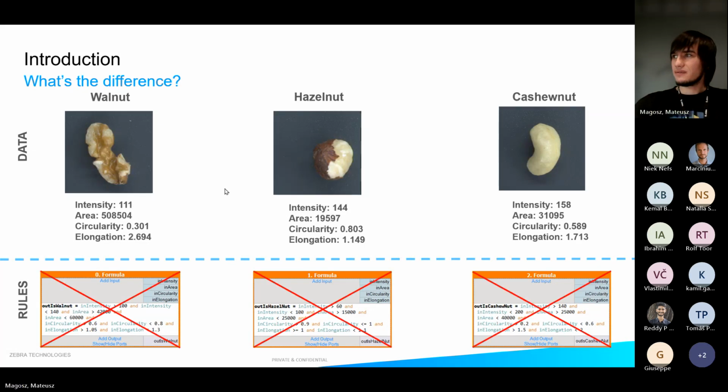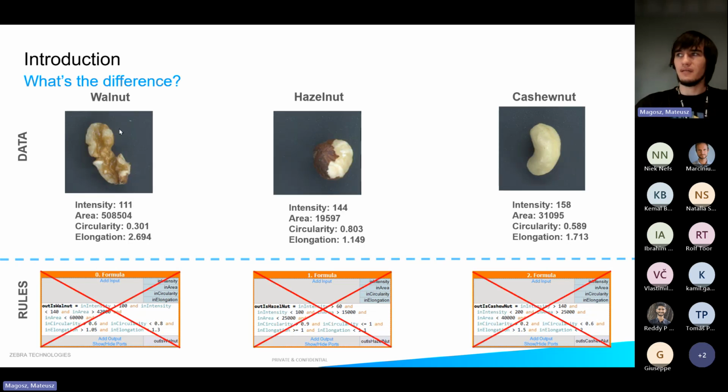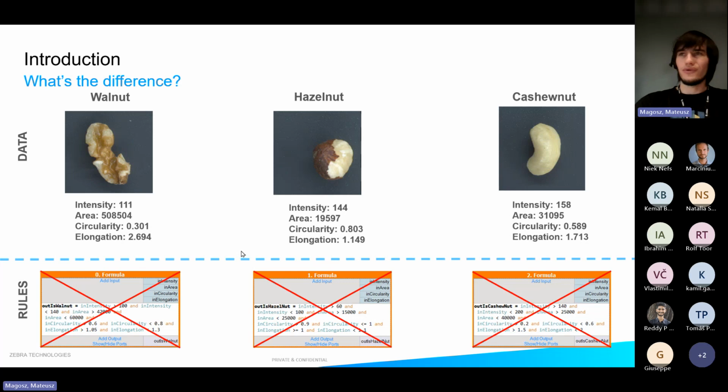But in some cases, they will not. As you can see, here you have a standard walnut, hazelnut, cashew nut. By using those parameters and the formula, you were able to more or less classify those nuts. But if they are damaged a little bit, or they don't look like they always do, those parameters will not be enough to properly classify them. You can add more and more exceptions, but it will just make your program bigger and much more complicated than it usually should be.